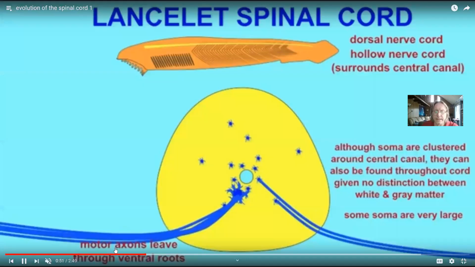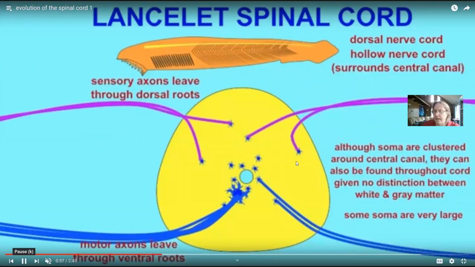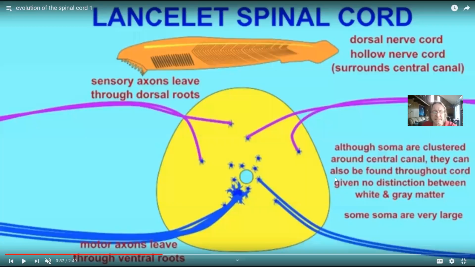So these are different. Another similarity is that the sensory axons are coming in the dorsal part of the spinal cord, and the motor axons are leaving from the ventral part. So once again, this is a similarity.